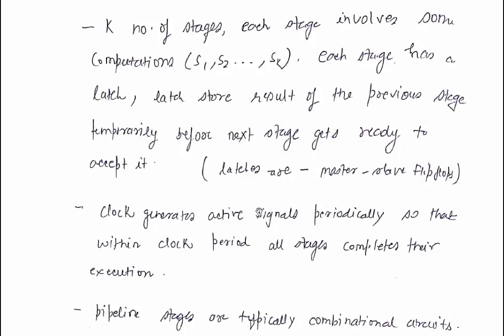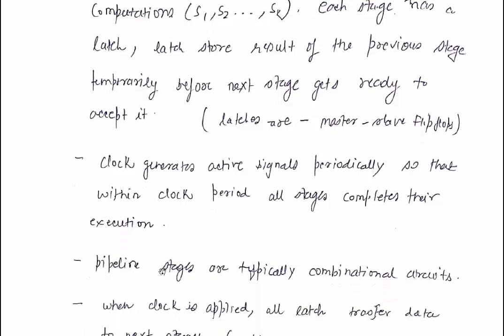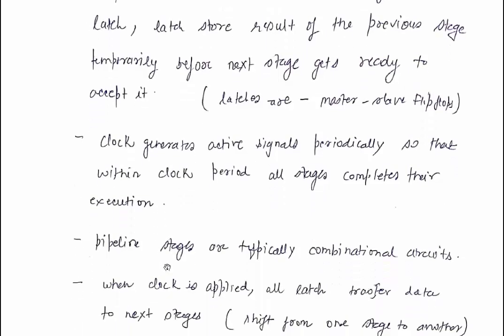And why is that clock there? Because it generates the active signals periodically, so that after each clock period all stages complete their execution and the result is stored into the latch. That is why the clock is used. After each clock period the result is stored into the latch, and each stage is expected to complete its execution. Now these pipeline stages are typically combinational circuits.